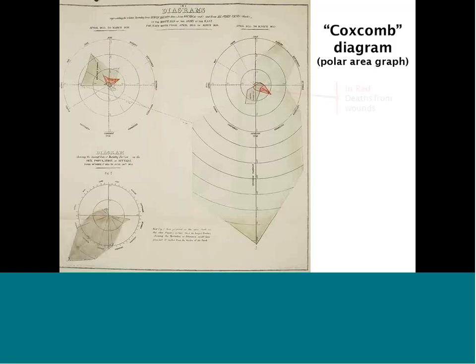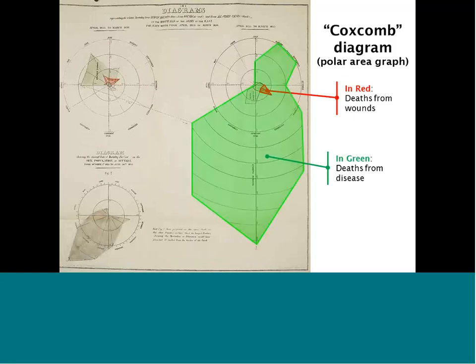I'll draw your attention to that small red part there. That's what I would normally consider to be the main cause of death in a battle. It's deaths from wounds and suchlike. But then there's this slightly larger green area. That's deaths from disease, which absolutely dwarfs the deaths on the battlefield, as you can see.